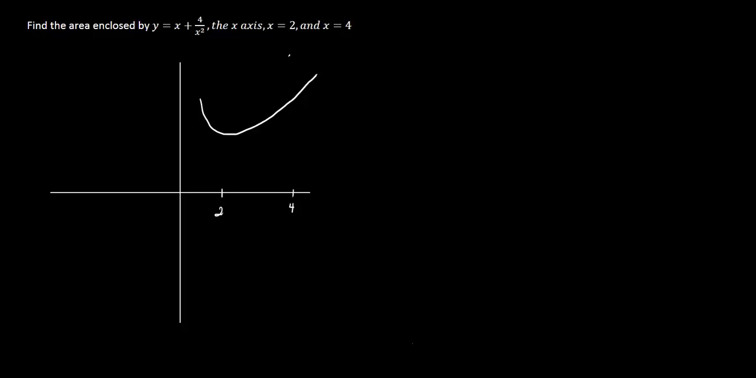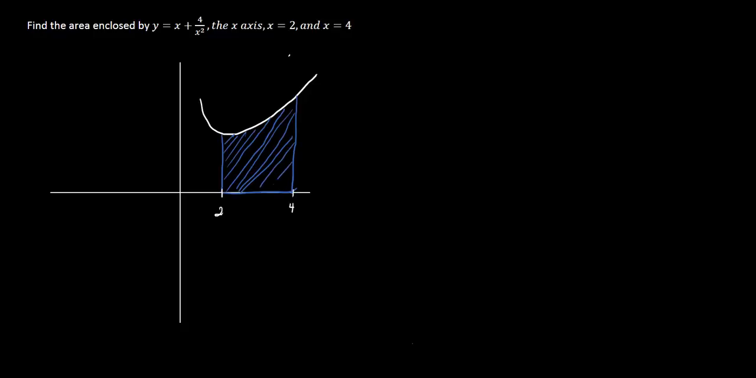I'm going to enclose them using a blue color. So this is the vertical line x equals 2. This is the vertical line x equals 4. And then we're also bound by the x-axis, which is this right here. So we are looking for this area. I am roughly shading in or drawing lines throughout, and yeah, something like that.